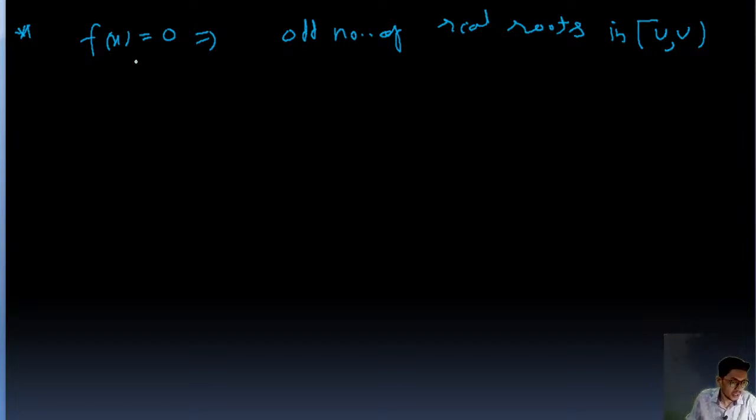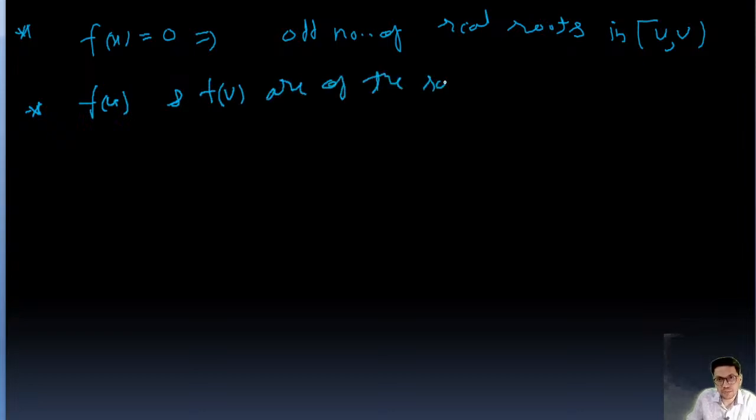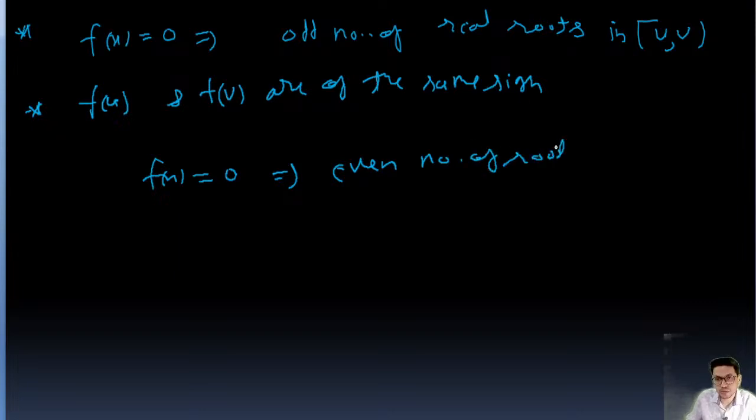And second is this one. If f(u) and f(v) are of the same sign, then f(x) equal to 0 implies an even number of roots in the interval. So this is what you need to know.